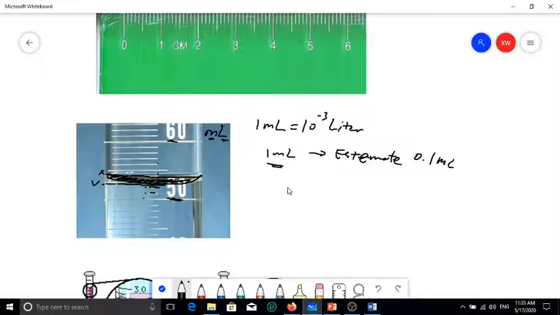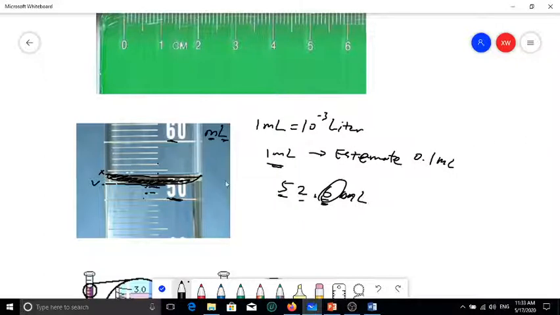So you may say 52. These two are certain digits because you're counting lines. Now, 1/10 mL is where you can estimate. Let's say 0.6 mL. So the 1/10 milliliter is where your estimated digit is. But again, you only read one estimated digit.